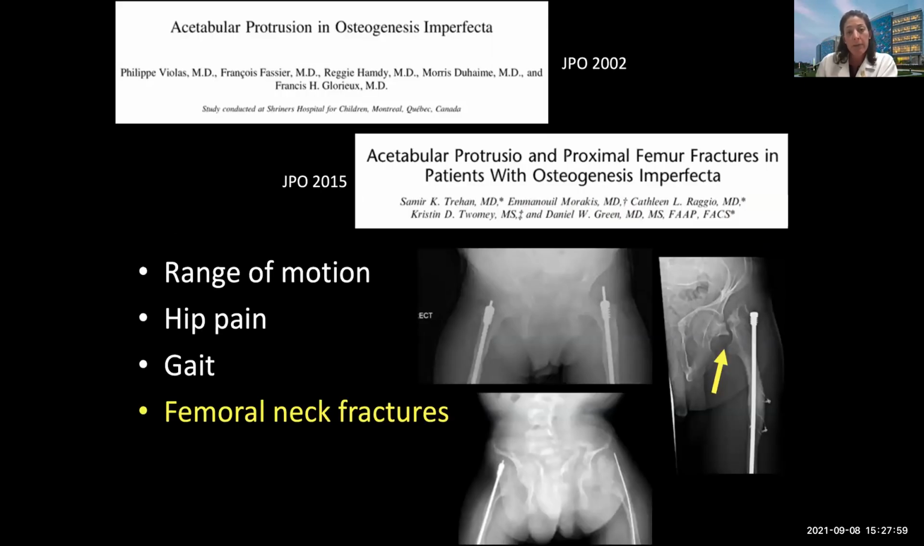Acetabular protrusio has also been described well in the literature. These are two series, one from Montreal and one from HSS, again describing the effect on range of motion, hip pain, and gait. And another issue is, as we mentioned, the femoral neck is placed at risk because it's moving within this very small confine, and femoral neck fractures can be very painful and difficult to manage.